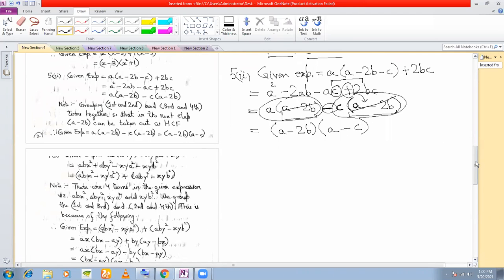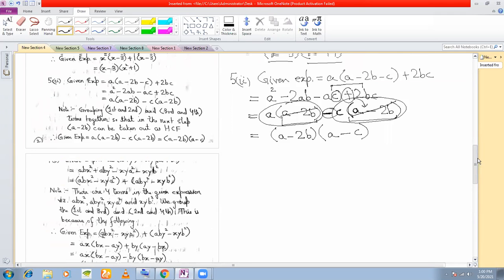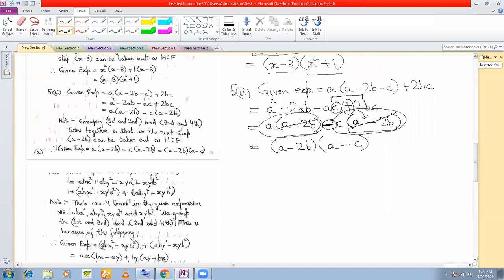Okay. Be very careful with the signs, especially this part. When you're taking a minus sign outside a bracket, you need to change this sign from a plus to a minus, or if it is a minus sign, you have to change it from minus to a plus. Okay.